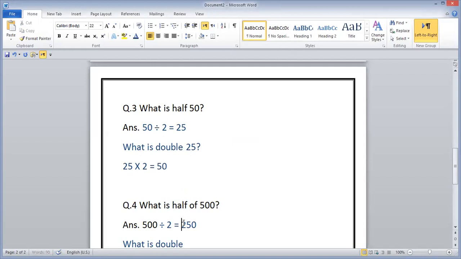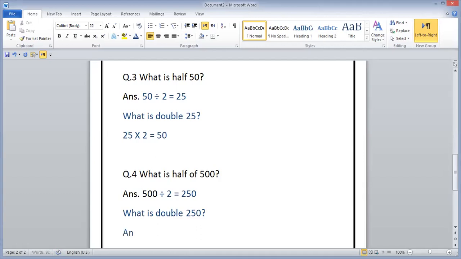After double, you will take the answer of that, 250. What is double 250? And you know that if you find the double of 250, it should be 500. So you multiply 250 by 2 in order to find the double. I write the answer first. That should be 500. I show you how it is 500.